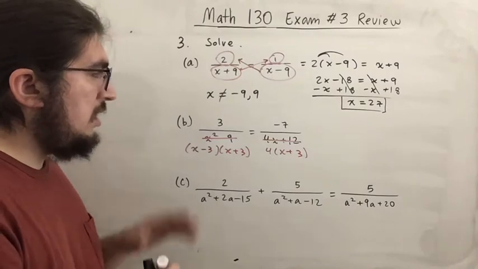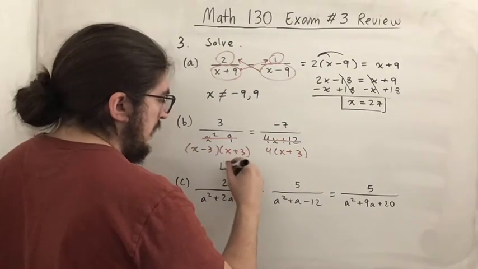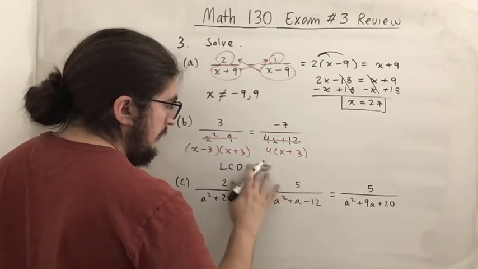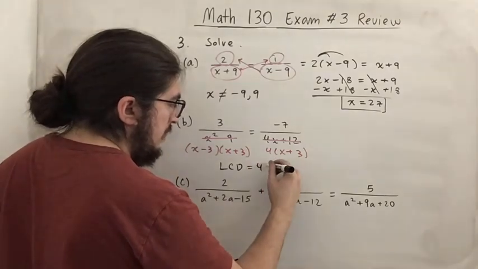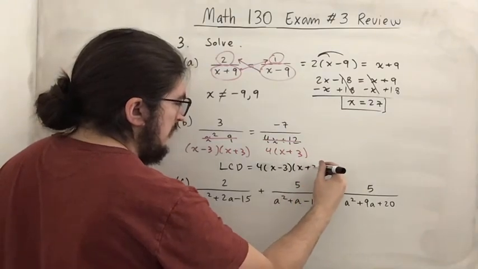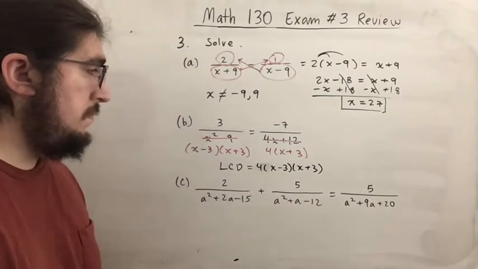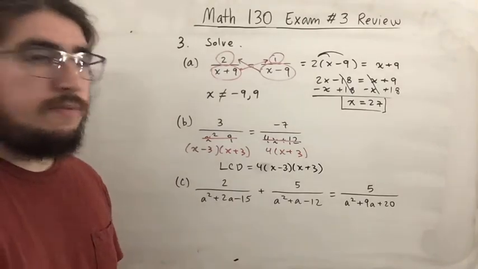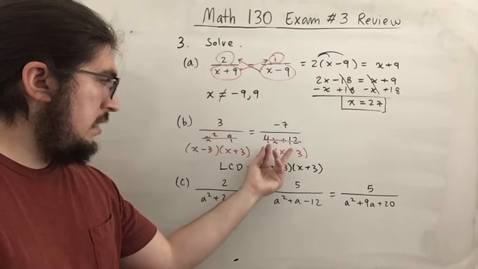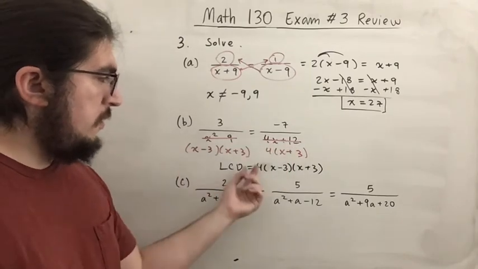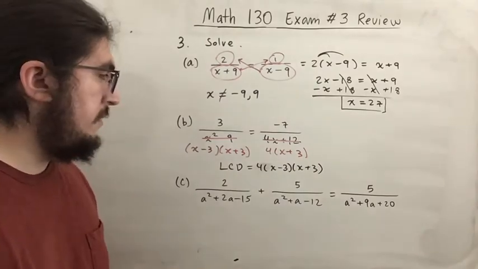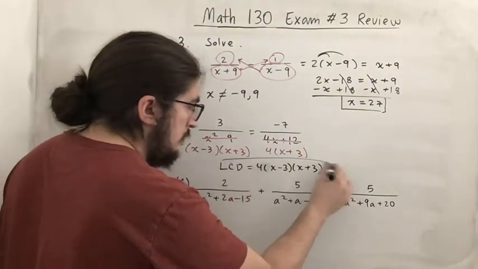So notice the LCD here is actually 4 times, I almost forgot the 4 in front, 4 times x minus 3 times x plus 3. Kind of from what we saw with the last problem, with B and C specifically from number 2, you want to see what this doesn't have that has, and vice versa. But altogether you get 4 times x minus 3 times x plus 3. That would be the least common denominator, the LCD. So I want to multiply both sides by this.